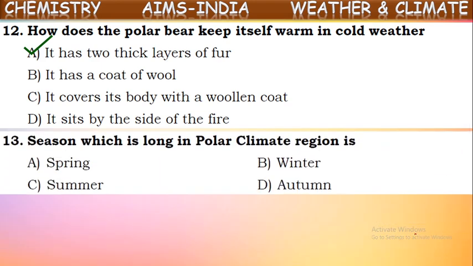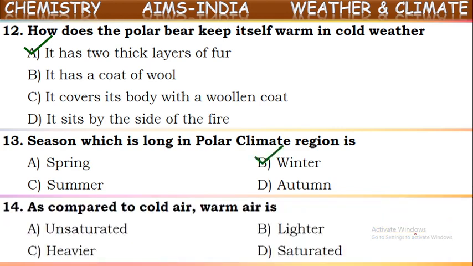Okay. Next one. Which season is long in polar climatic regions? Which season is it for a long time in the polar regions? Winter season. That is why the temperatures there will be maintained around minus 40 degrees Celsius, so that the water in that area is almost completely available in solid form, in the ice form, because most of the time in a year in polar regions will be winter. Very cool temperature is maintained. Okay, this is the winter season.